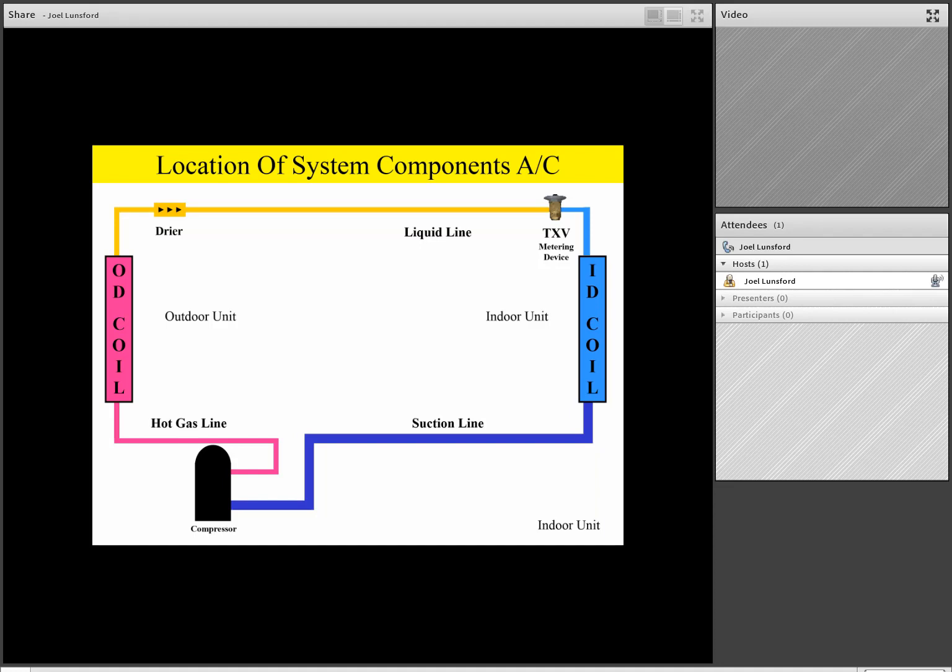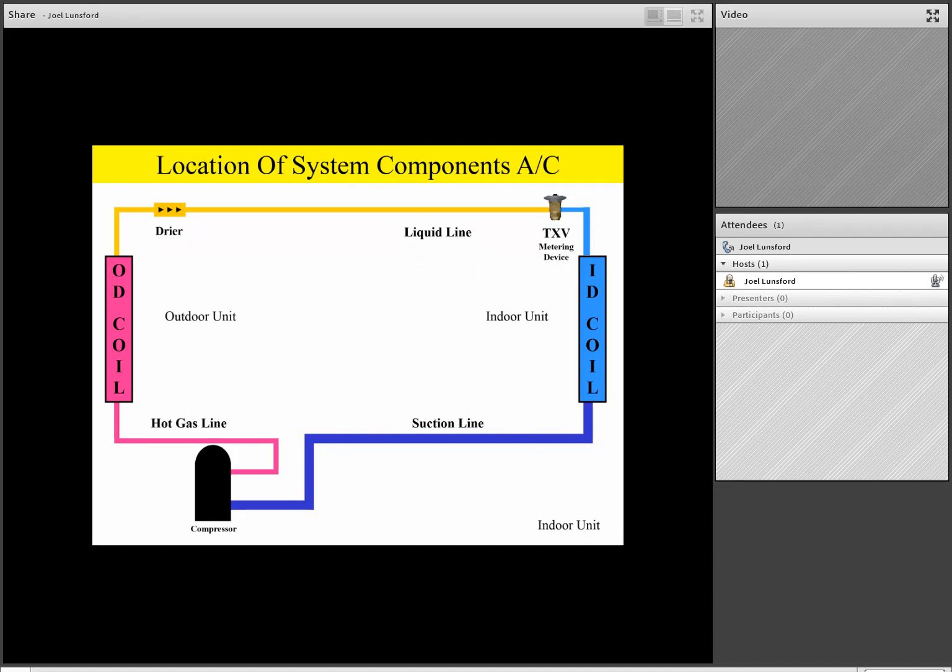So that liquid refrigerant goes through the dryer, down the liquid line, and then it will go to a metering device. It could either be a TXV, or thermostatic expansion valve is another name for it, or an orifice. We then spray liquid refrigerant past the metering device into the indoor coil, where it boils off into a cool vapor. That cool vapor then goes back down the suction line, back to the compressor, and that completes the refrigeration cycle for a straight AC unit.